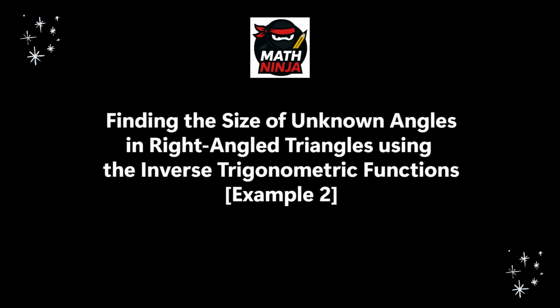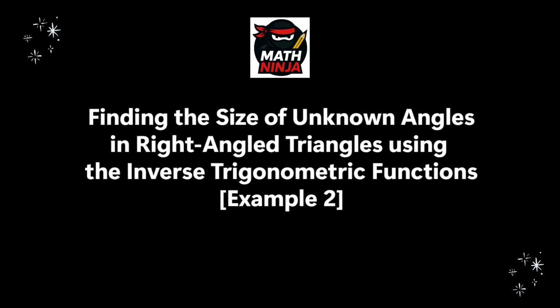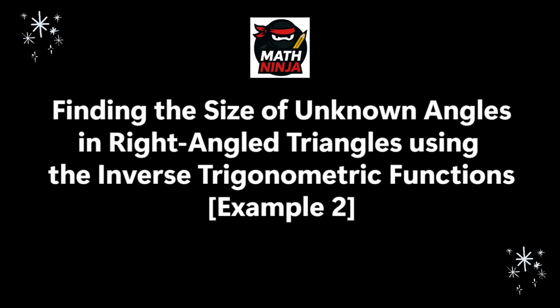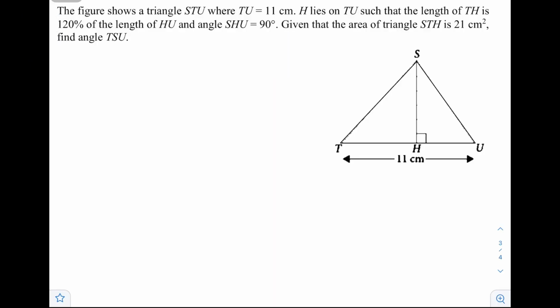In this video, we will learn how to find the size of unknown angles in right-angled triangles using the inverse trigonometric functions. In this question, we are told that TU is 11 cm, right? And we are told that H lies on TU such that the length of TH is 120% of the length of HU. And the angle SHU is 90 degrees.